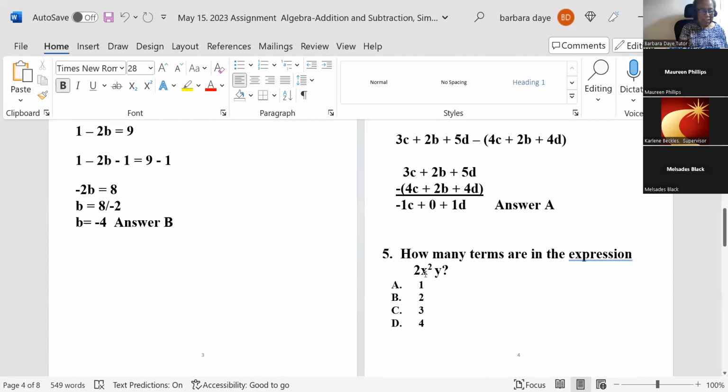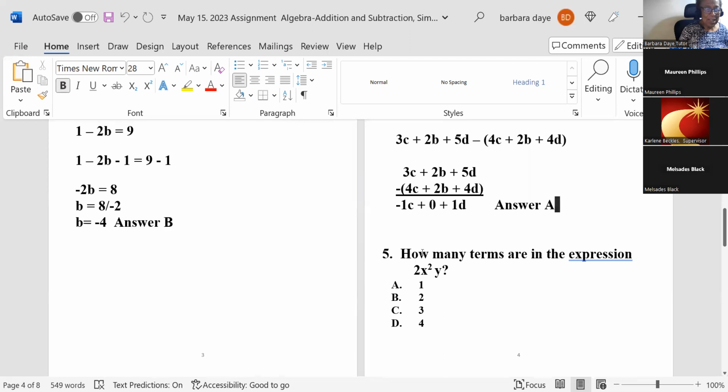2 is a factor, X is a factor, and Y is a factor. Go ahead, Maureen. So I look back at the one that you sent me on the phone, and I look at the 1 term, the 2 terms, the 3 terms and the 4 terms. Yep, so that's just 1 term. I said 2 is 1, X is 1, and Y from X, they are 3. Oh, no, factors. There's a difference. Oh, factors. Okay.